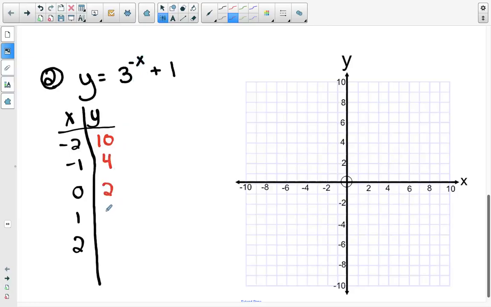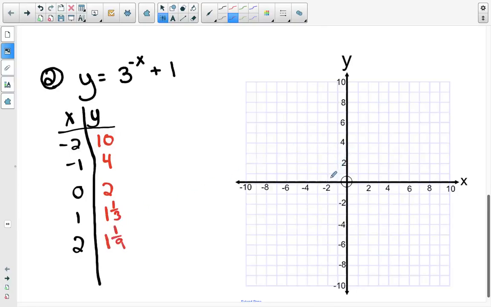Put +1 in there, I get 1/3. And 1/3 plus 1 is 1 1/3. Okay. If I put 2 in there, I get 1/9. 3 to the negative second is 1/9. And so if I add 1 to that, I get 1 1/9.